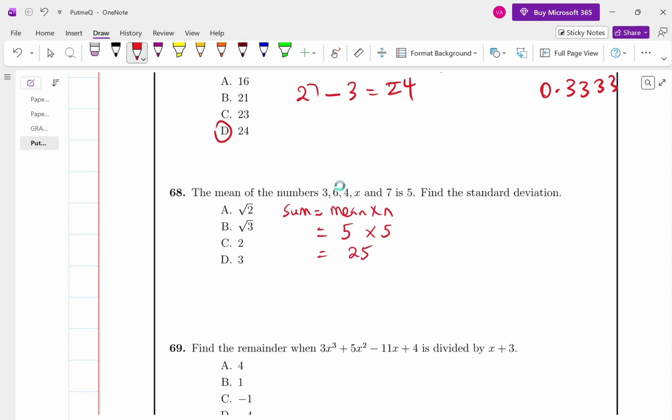So let's add up. 3 plus 6 is... sorry, am I adding? Oh no, gosh. 3 plus 6 is 9. 9 plus 4 is 13. 13 plus 7 is 20. So this is 20 plus x. So x will then become 25 take away 20. So that's 5. That's what the number would be.